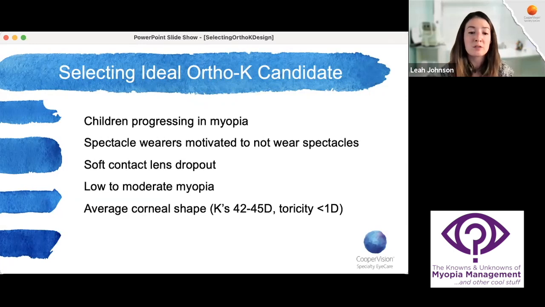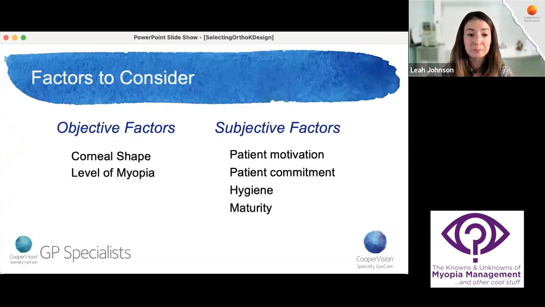And patients with the average corneal shape. We don't want very flat Ks or too much toricity when you're first starting out fitting ortho-k. And so some of these factors to consider, we have the objective factors like the corneal shape. You're going to get that off of topography, the level of myopia, autorefractor, subjective refraction. But then there are other considerations for subjective factors, the patient motivation.